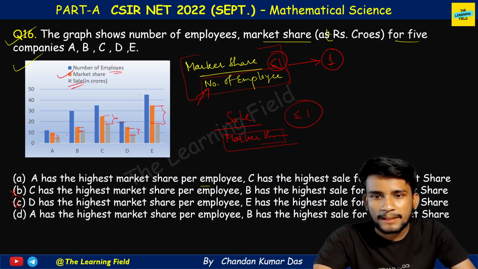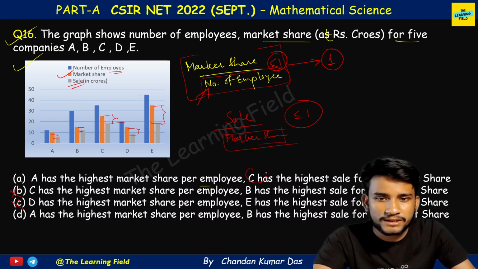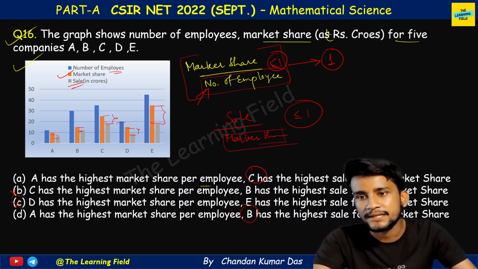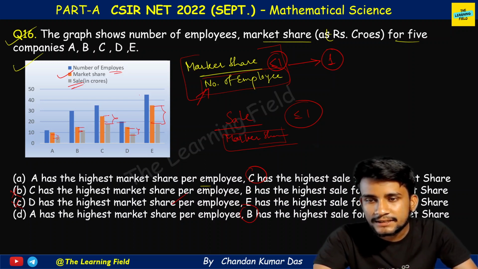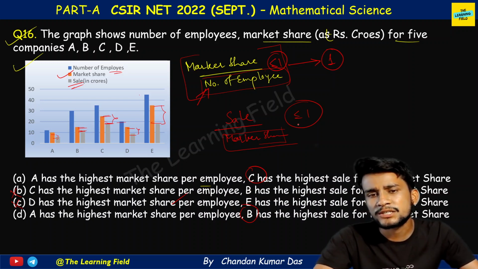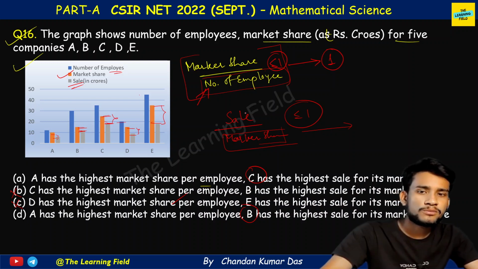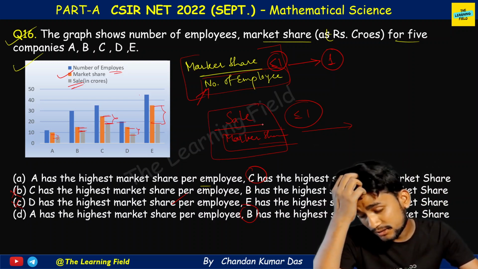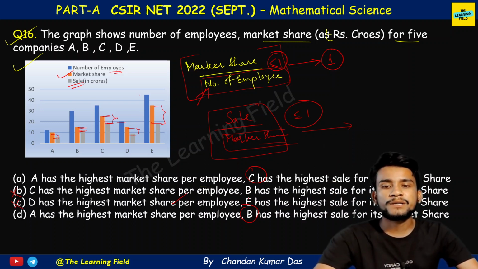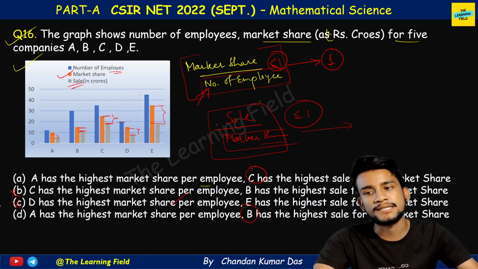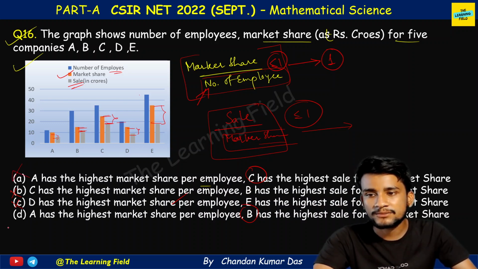Here we just see the case of C and the case of B, because these two options are already discarded. For case of C, this ratio is low as compared to this, but in case of B, these two are almost similar values. Therefore this ratio is sufficiently close to 1 as compared to the ratio in company C. That means B has the highest sale for its market share. So option A is incorrect, option D is correct.